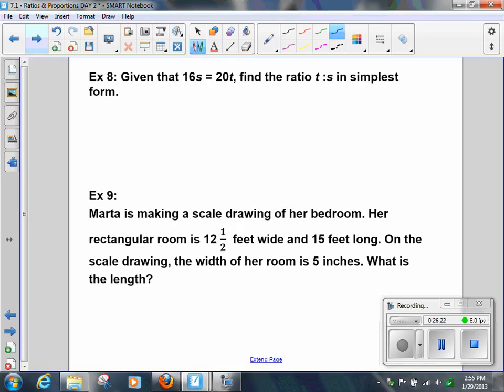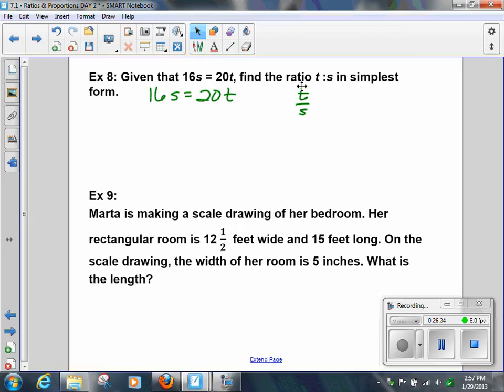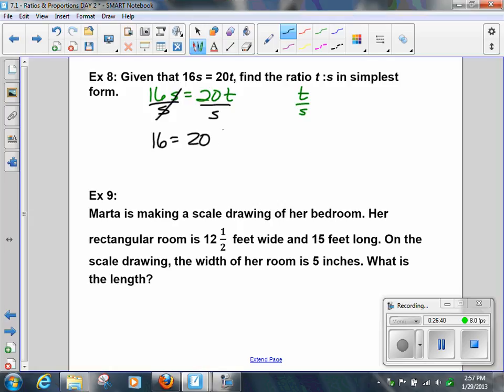It's based on the same thing you just got finished. And I want to get T over S. That's what I want. What do I do first? Kale, what do I do? Divide by S, okay? And I get 16 is equal to 20 T over S.